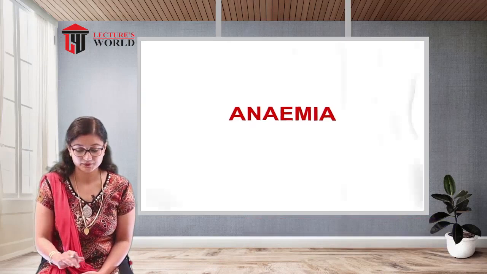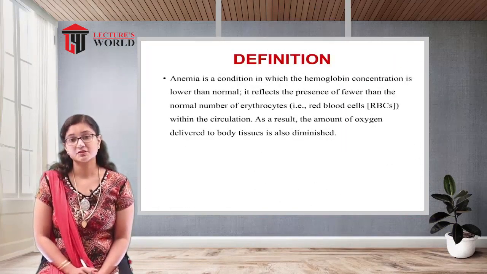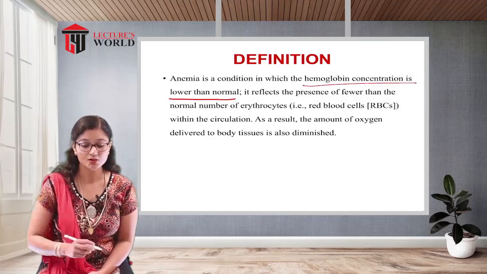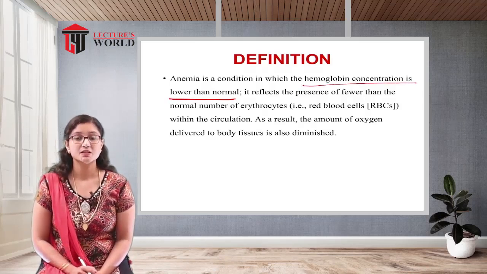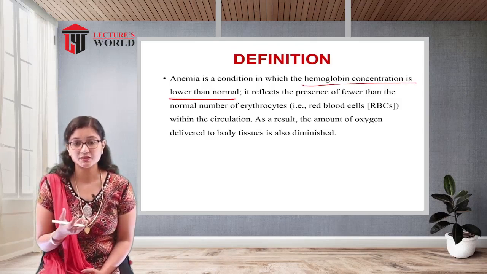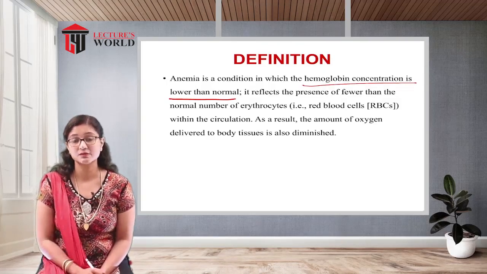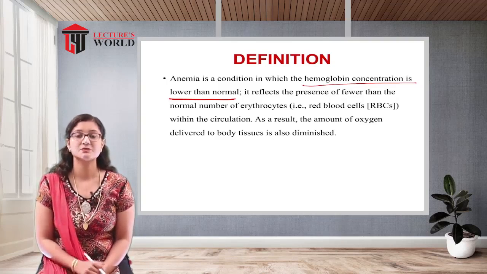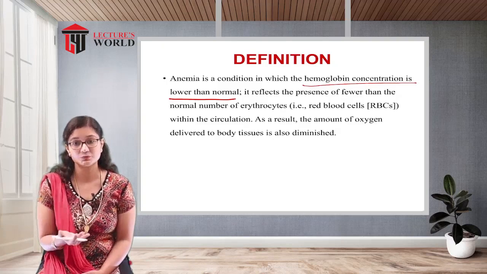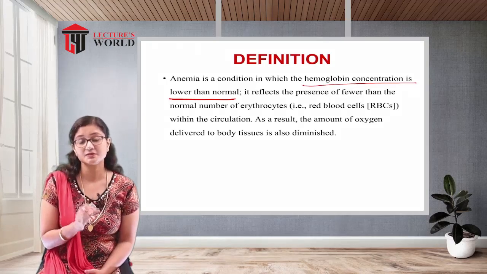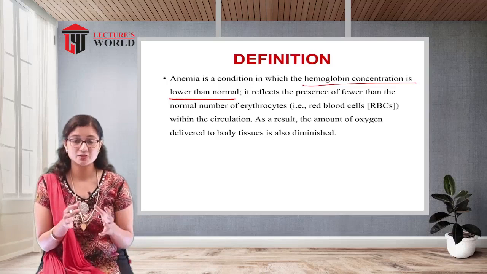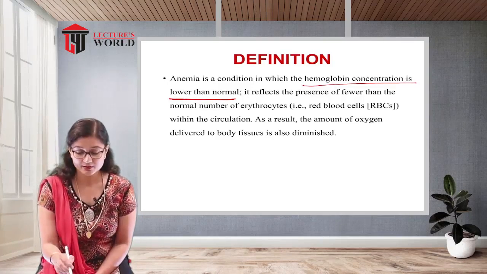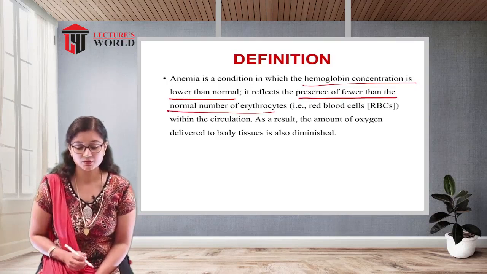So what is anemia? The definition is: anemia is a condition in which hemoglobin concentration is lower than normal. Mainly women suffer with anemia. Anemia is when hemoglobin is less than what it should be. If it is less than 12.5, then we say the person is anemic, and there is a different range for females and males. It reflects the presence of fewer than normal number of erythrocytes.